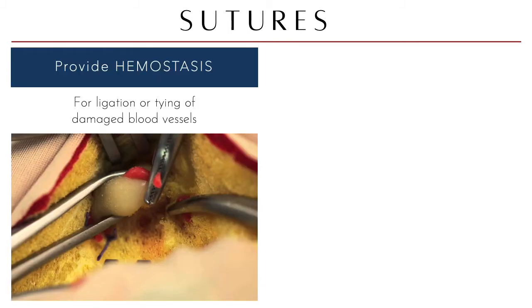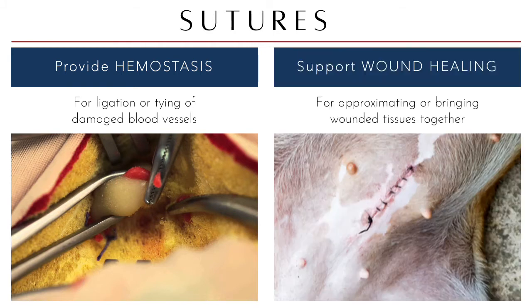Sutures have two main functions. Number one is to provide hemostasis, for when we use sutures to ligate or tie damaged blood vessels, or blood vessels that we have transected or have to transect to do the surgery. This prevents continuous hemorrhage, or blood escaping from the blood vessels into the body. And also to support wound healing. We use sutures to approximate, or bring wounded tissues together.